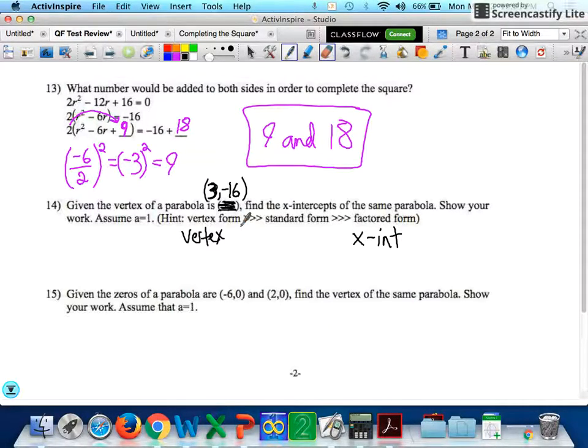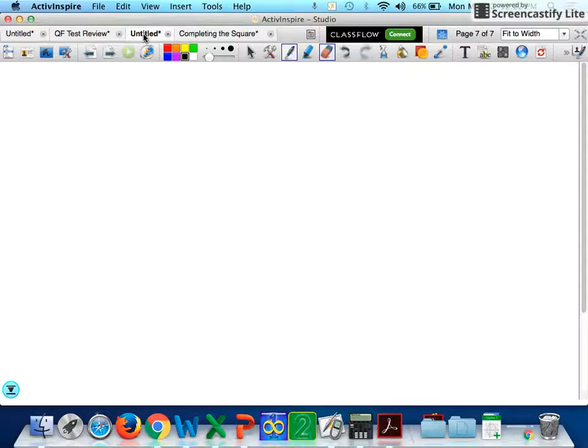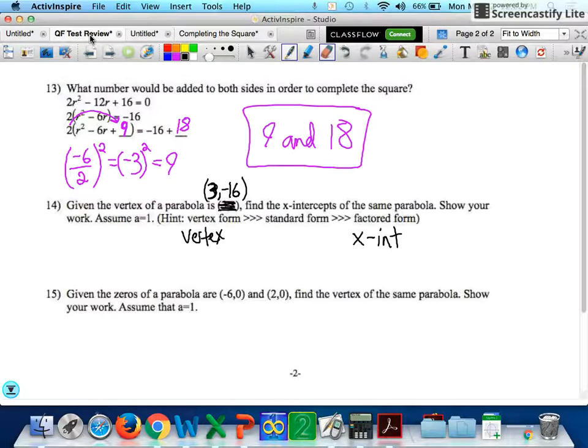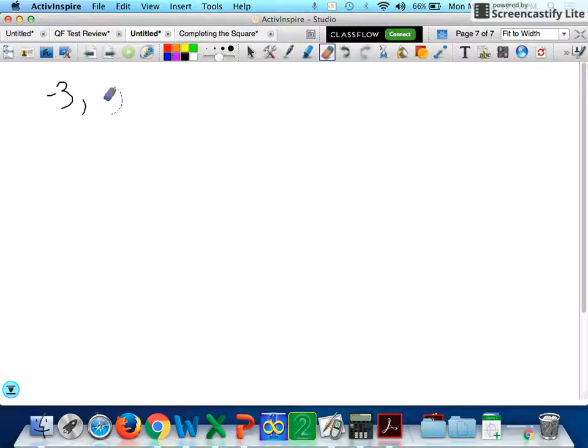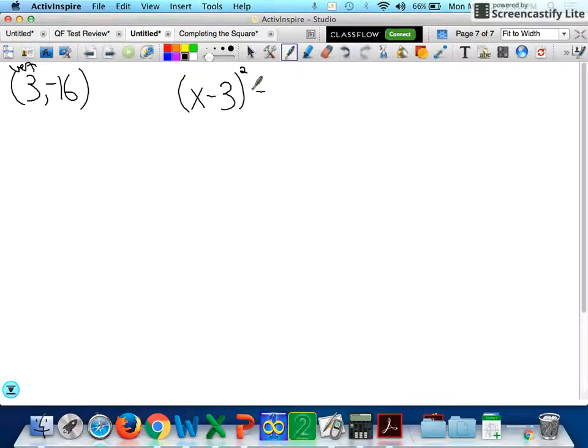And we're going to need a little bit more room to do that. So this vertex is negative 3, negative 16. That's my vertex. And I eventually want to go to factor form, but before I can do that, I've got to start with vertex form, which means we have to have x. I flip this sign, making it minus 3, quantity squared, minus 16 equals y.